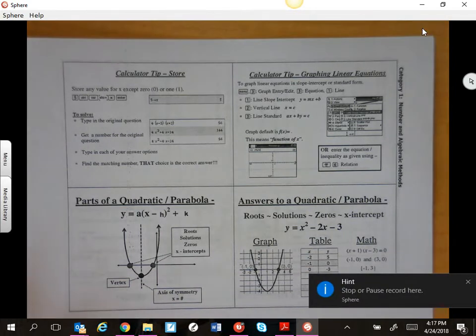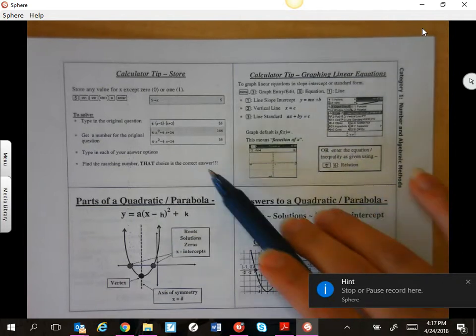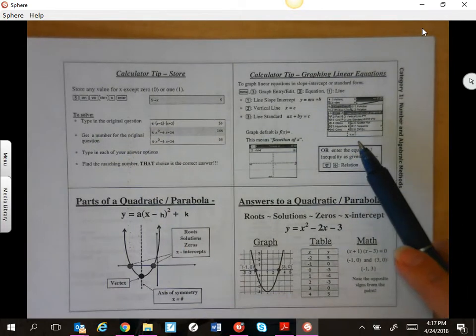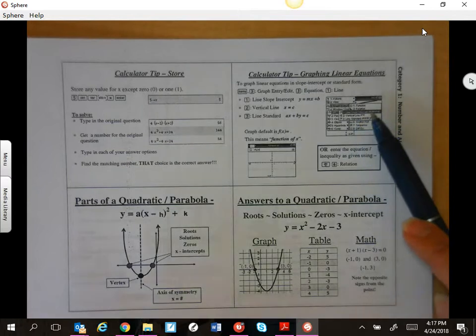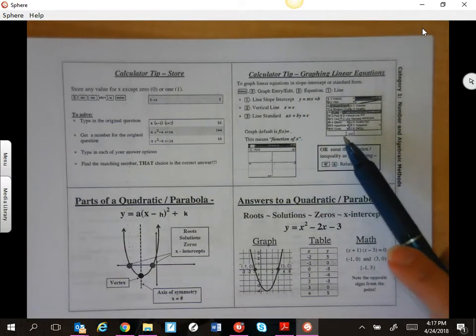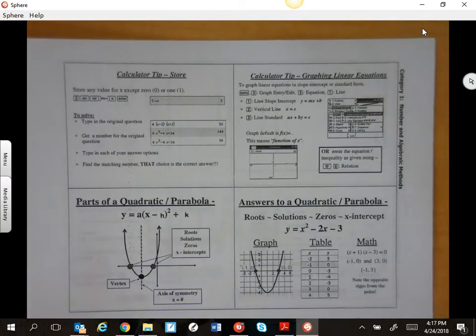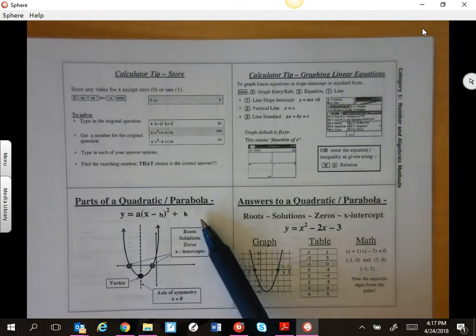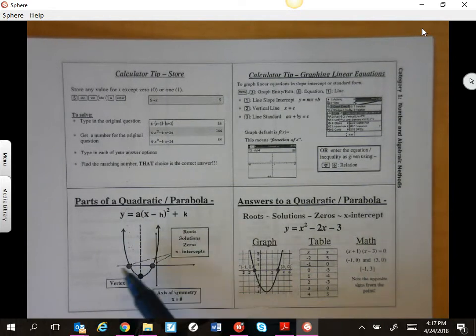On this second part of Category 1, here you've got some calculator tips. We didn't really talk about store or changing your entry, except for to choose relation. If you would like to practice with that in class, you can. We did talk about quadratics, where we have roots, solutions, x-intercepts, and zeros.